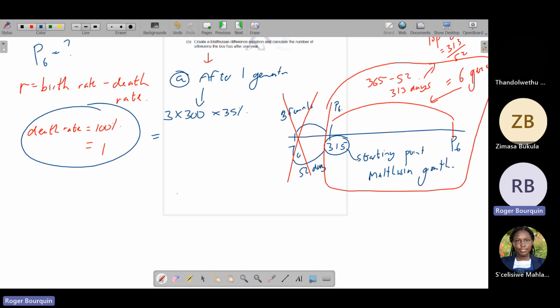Birth rate. Okay, so what did they tell us? How many silkworms does each female have? 300, right? Of those, what percentage make it? 35%, right? What percentage are females? Use your percent button.